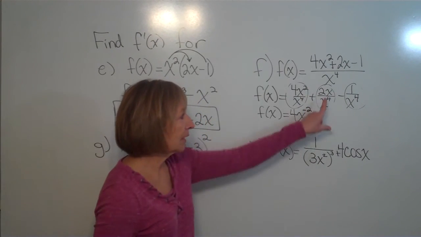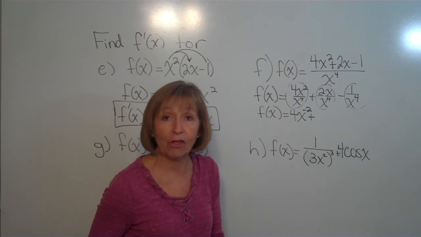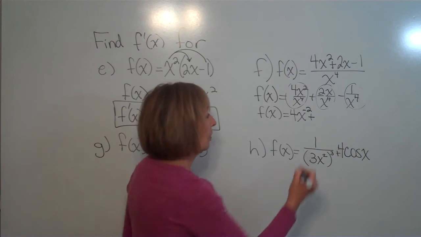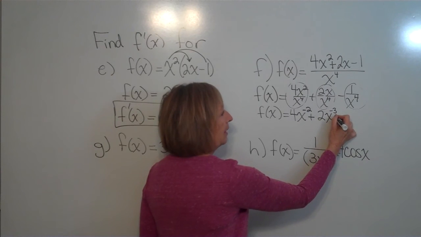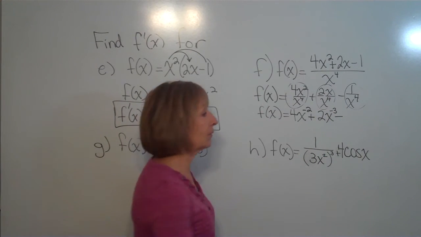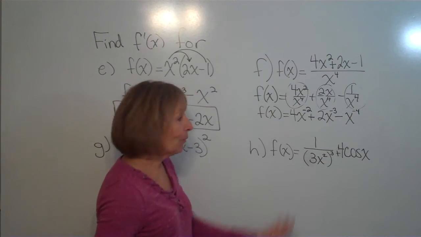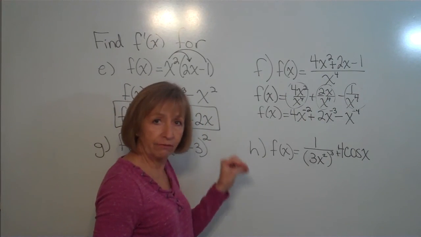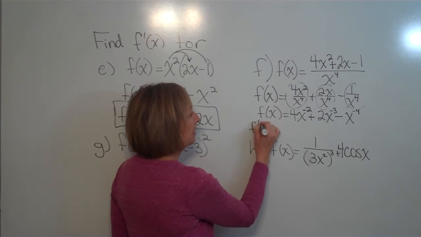Then plus 2x over x to the 4th simplifies to 2 over x to the 3rd. But again, I want to get ready to differentiate it, so I want to write that as 2 times x to the negative 3 power. And minus 1 over x to the 4th, I need to write as x to the negative 4 power. And now we have term by term a constant times a variable to a rational exponent. Now we are ready to differentiate.